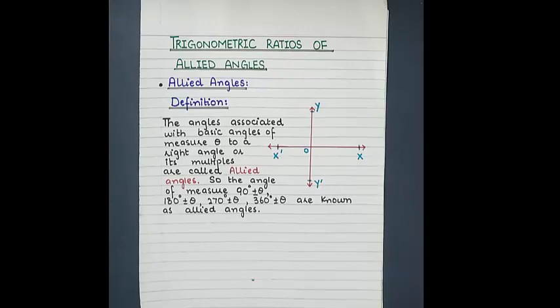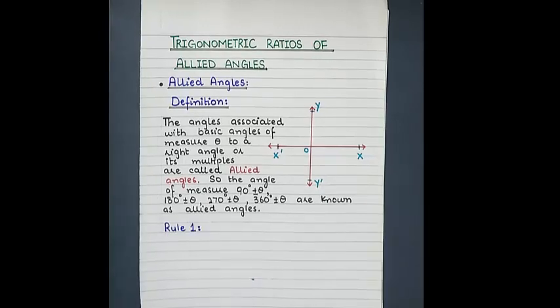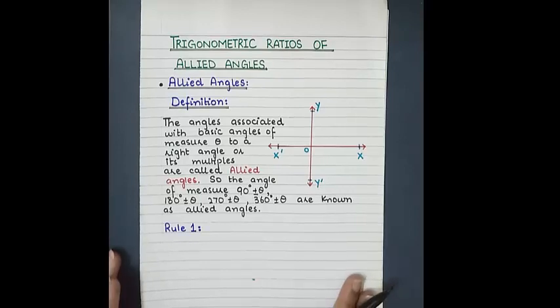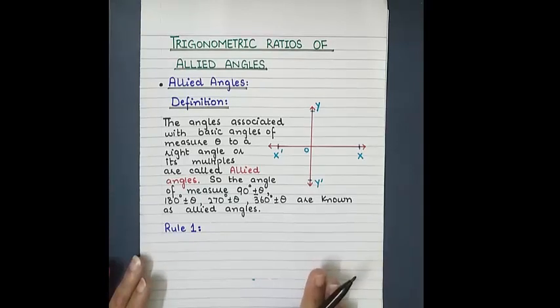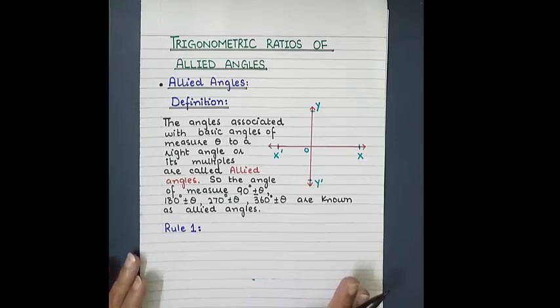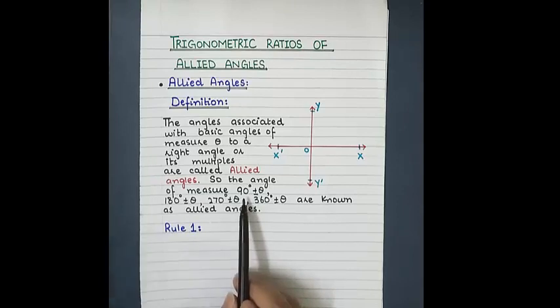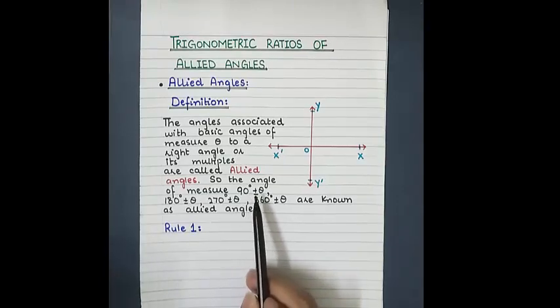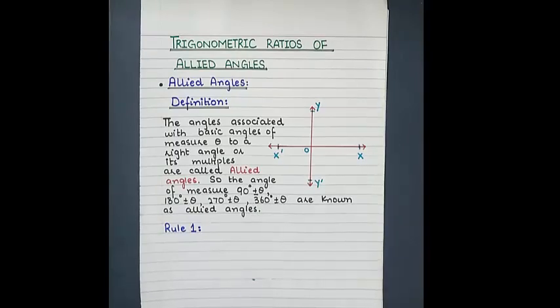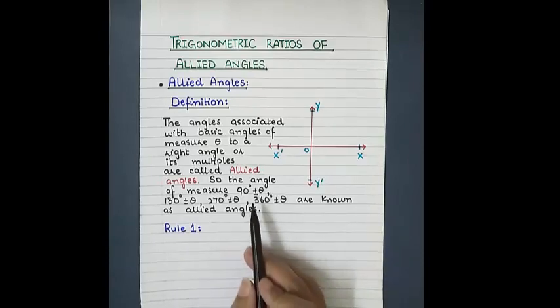So let's get started. Rule number 1. Rule number 1 says if theta is added to or subtracted from an odd multiple of right angle, the trigonometric ratios change into co-ratios and vice versa. What does it mean? Like we see, this is 90. So 90 multiplication with 1. It means if there is nothing with the 90, we assume that 90 is equal to 90 into 1. So 1 is an odd multiple of 90. So the trigonometric ratio will change into its co-ratio.